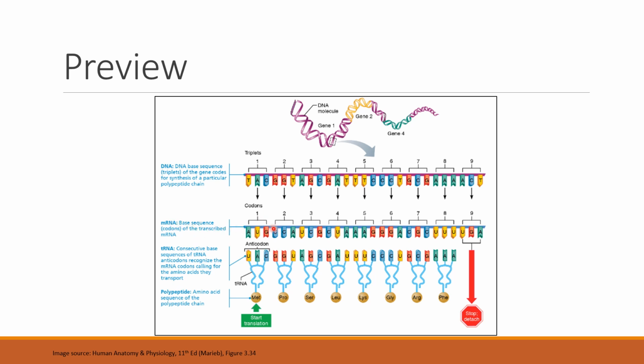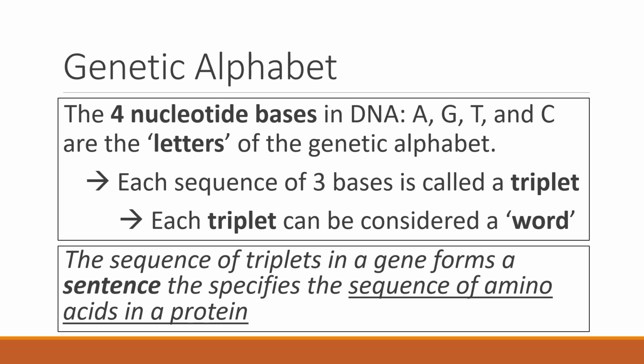The mRNA also has groups of three. Instead of triplets, they're called codons. Transfer RNA also has groups of three. Those are called anticodons. And then also on the transfer RNA is an amino acid. By the end of this lesson, you should make good sense of what appears to be a very complicated diagram. All right, let's get into this.